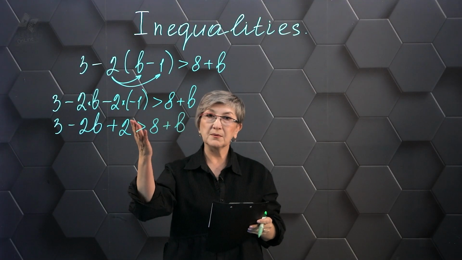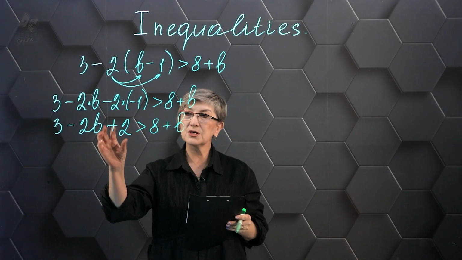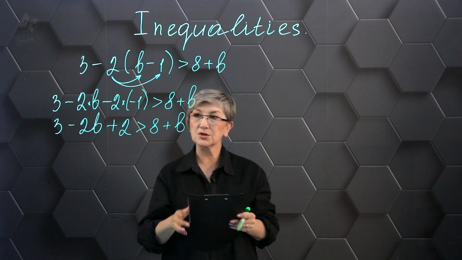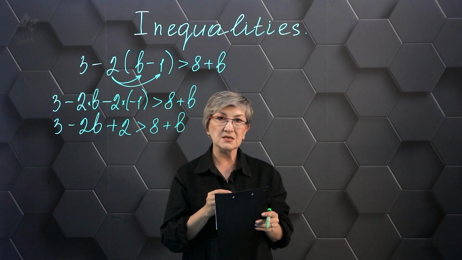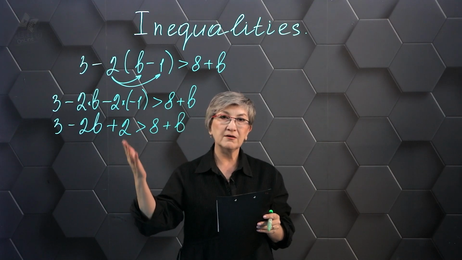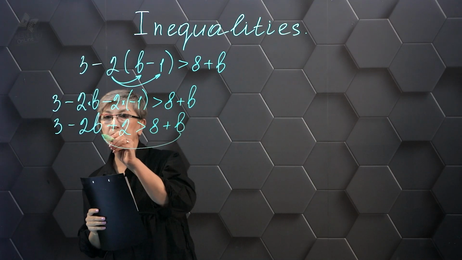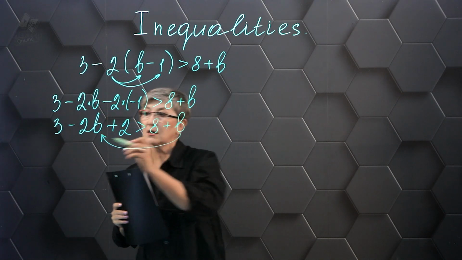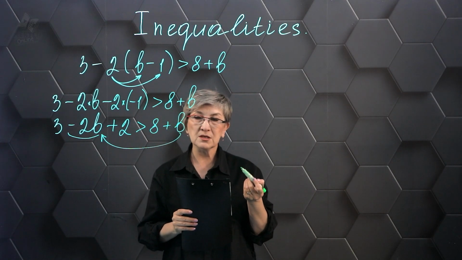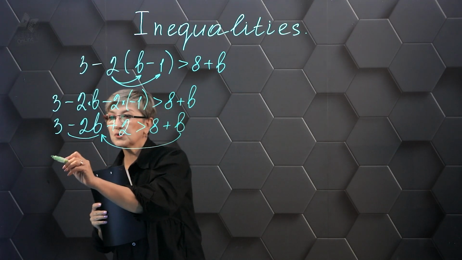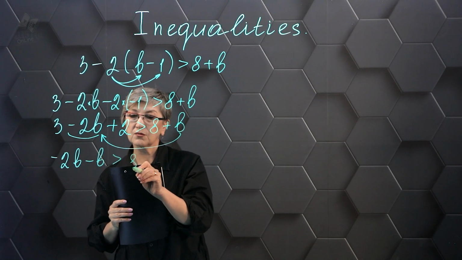As a result of these transformations, we can move the summands from the left side to the right side and from the right side to the left side. In math, it's common to write variables on the left-hand side and all numbers on the right-hand side. Therefore, I will move b from the right side to the left side. We have minus 2b written down, so I write minus 2b minus b is greater than 8.